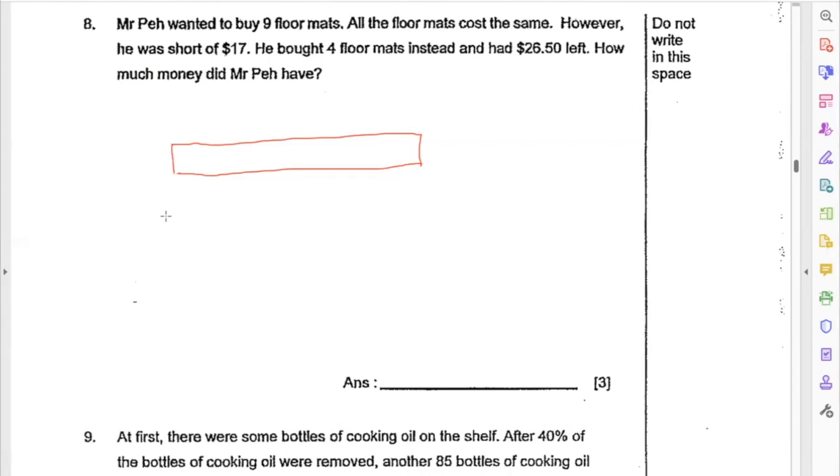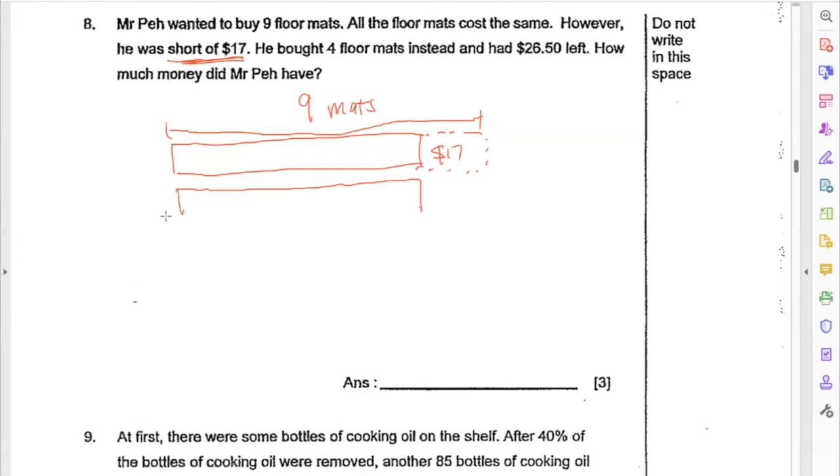So there are 2 scenarios. This is the first scenario. And in the first scenario, Mr. Pei is going to buy 9 floor mats. If he's going to buy 9 floor mats, he will be short of $17. So to buy 9 floor mats, Mr. Pei needs to add another $17. So I'm going to draw a dotted line to indicate adding another $17. And with this original amount of money plus another $17, Mr. Pei will be able to buy 9 floor mats. Okay. Now let's draw his money again, Mr.